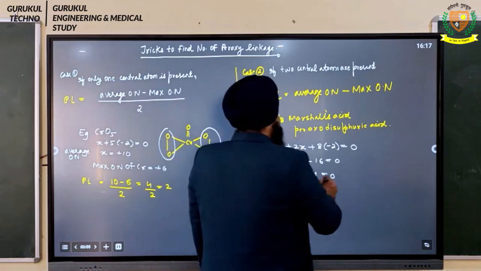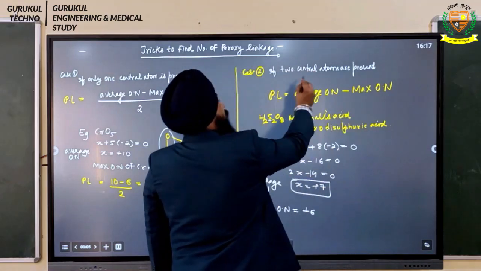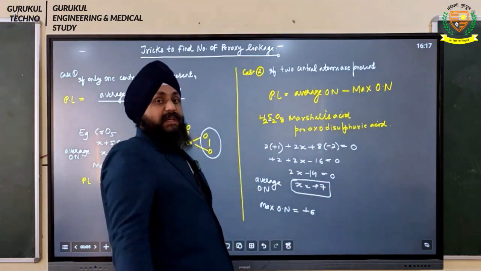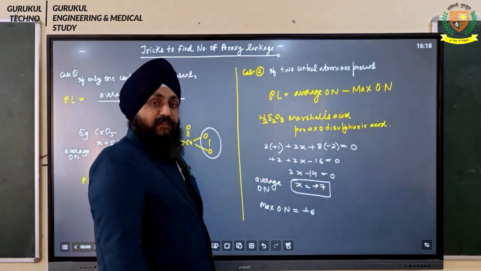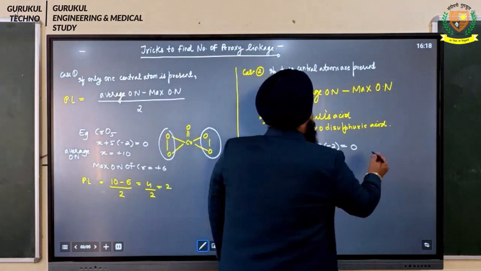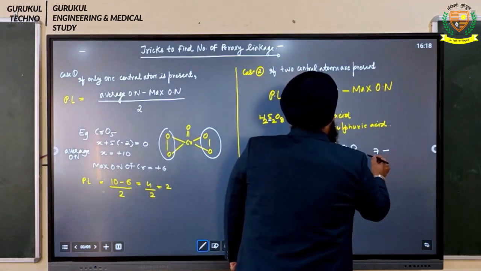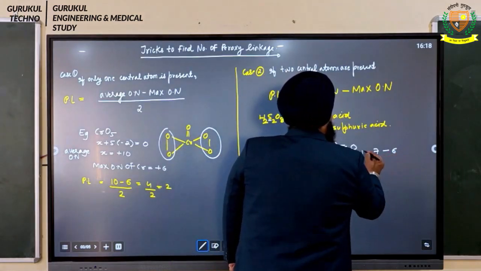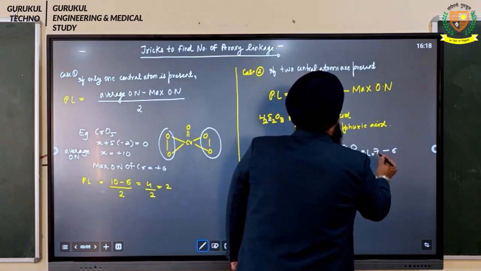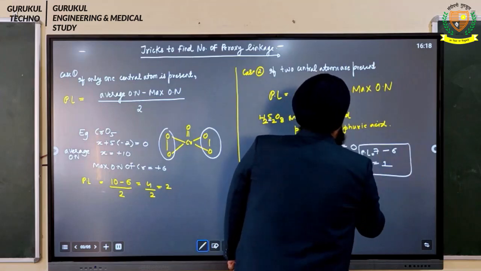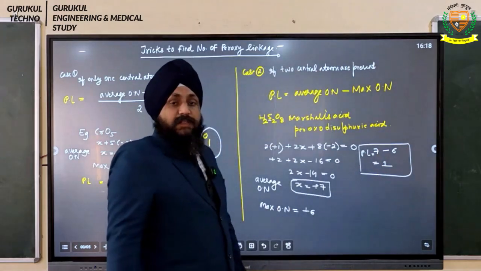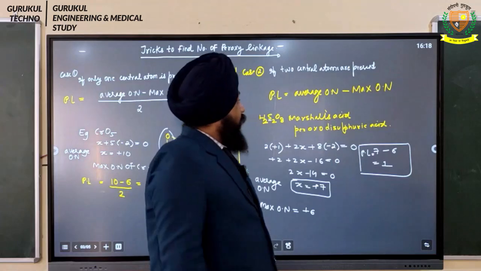So students, what you will say? If 2 central atoms are present, you simply subtract the maximum oxidation number from the average oxidation number. The average oxidation number is 7, and the maximum oxidation number is 6. You don't have to divide it by 2. So the answer is going to be 1. So here there is only 1 peroxy linkage.